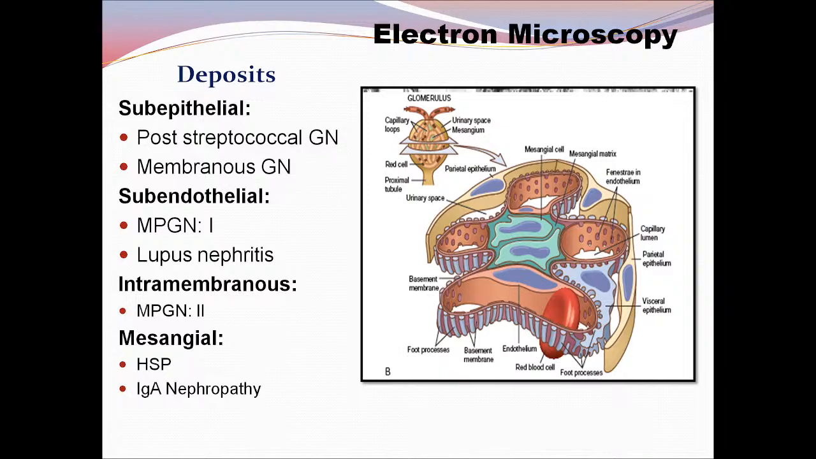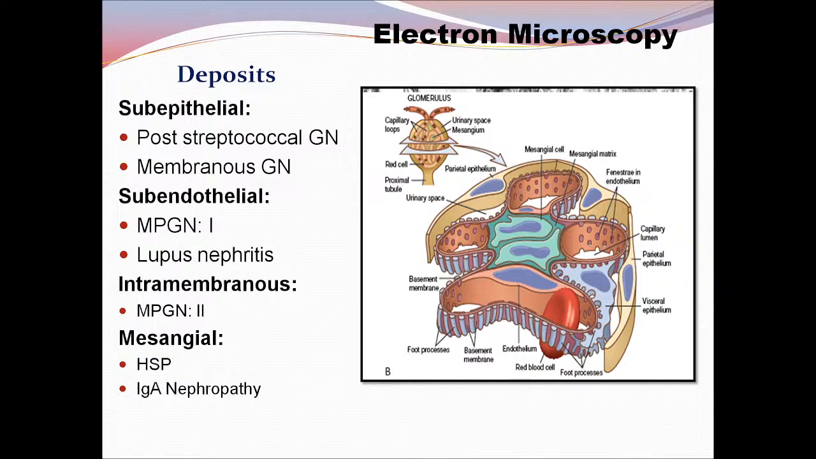That is why we are interested in learning about electron microscopy, where we are able to say what kind of deposit it is. When we say subepithelial deposits, what comes to mind? It may be post-streptococcal glomerulonephritis, which gives rise to which kind of disease? Nephrotic or nephritic syndrome? Nephritic syndrome, right. Membranous glomerulonephritis or nephropathy leads to nephrotic syndrome. Then MPGN and lupus nephritis, where you get subendothelial deposits, commonly result in nephritic syndrome.